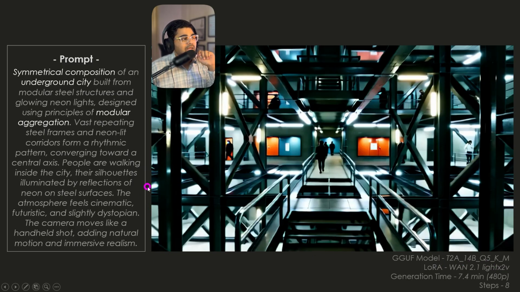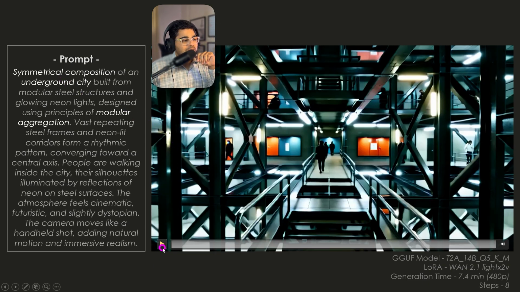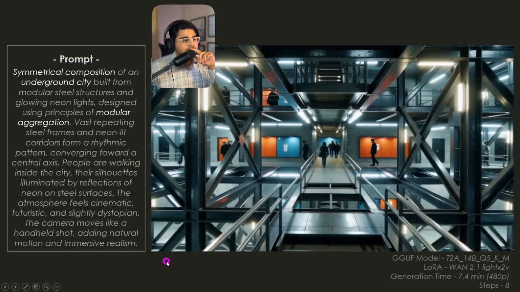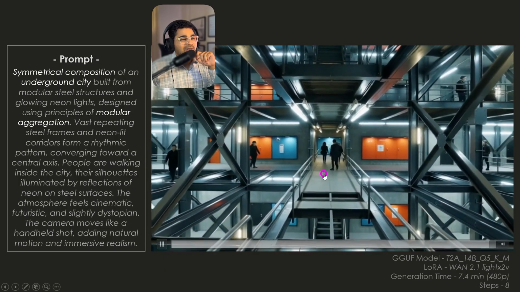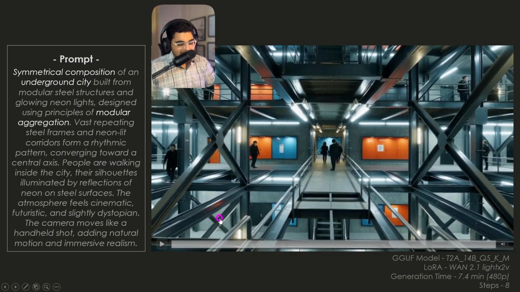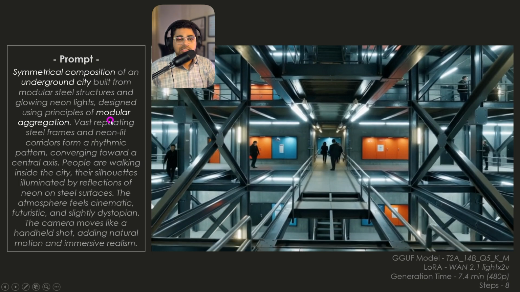Now in the first example, I wanted to explore a symmetrical composition in an underground city with the principle of modular aggregation. So I'm going to play this. And I don't know why that lady is running or hopping like that, but it does make it symmetrical. Everything is very symmetrical apart from the colors of this particular background wall. I would have liked to see the principles of modular aggregation more, which basically means the cubes are combining, distorted, and creating a very chaotic space. It did not do that, but I guess it's fine.